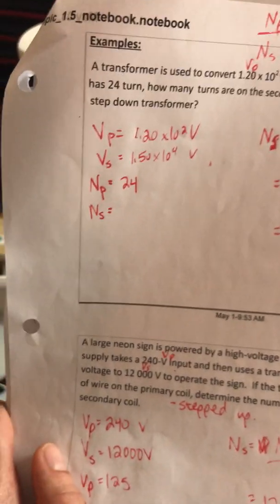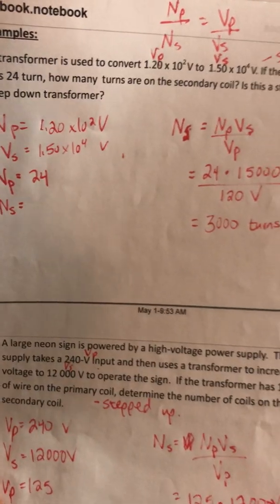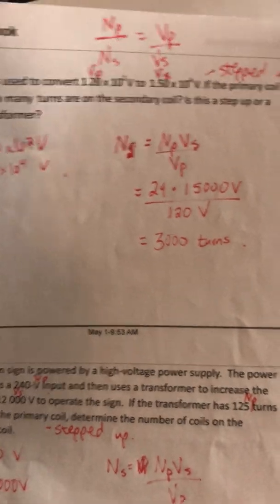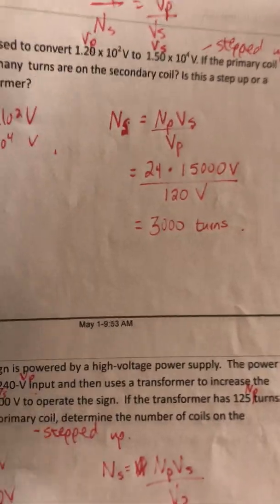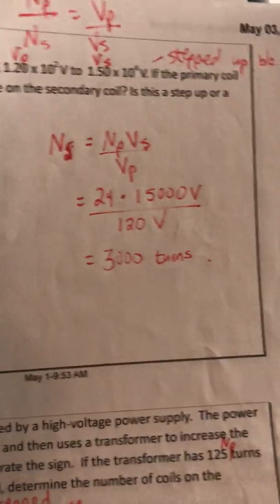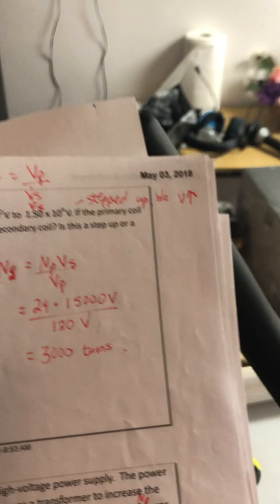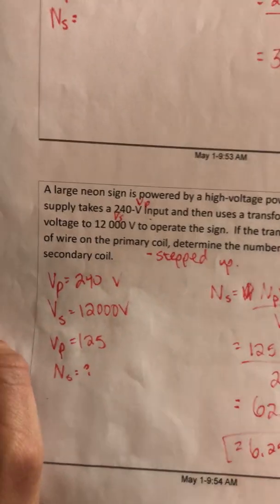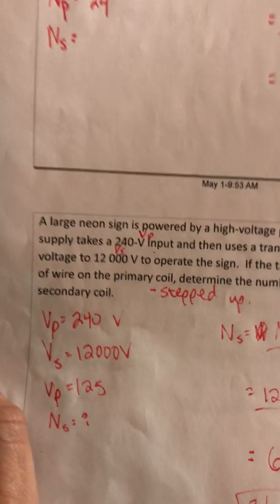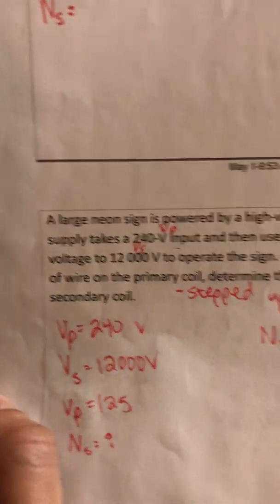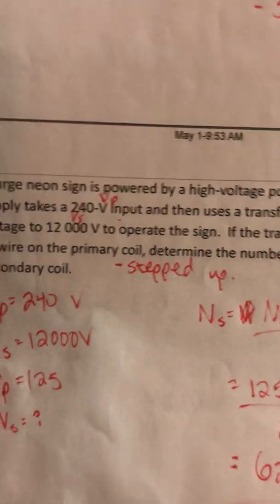Okay, so again, rearranging our equation to solve for our number of coils in our secondary. We would take our equation and rearrange it to get this. So again, just pause, copy as needed. And you're going to notice it's 3,000 turns, which essentially means 3,000 coils. So how many times does it go around? In this case, our initial is 240 volts, and then it goes up to 12,000 volts. So that means it's stepping up.